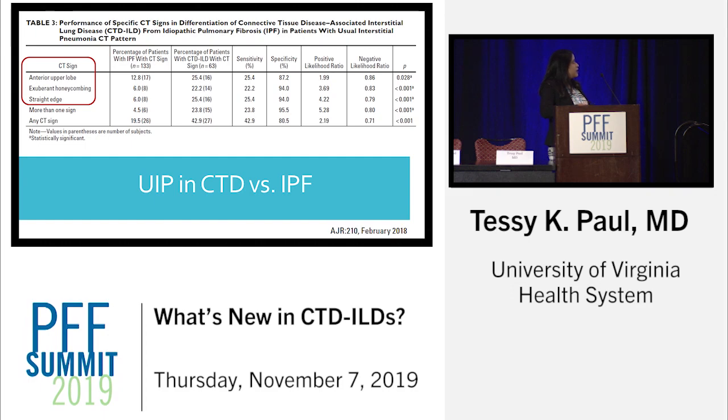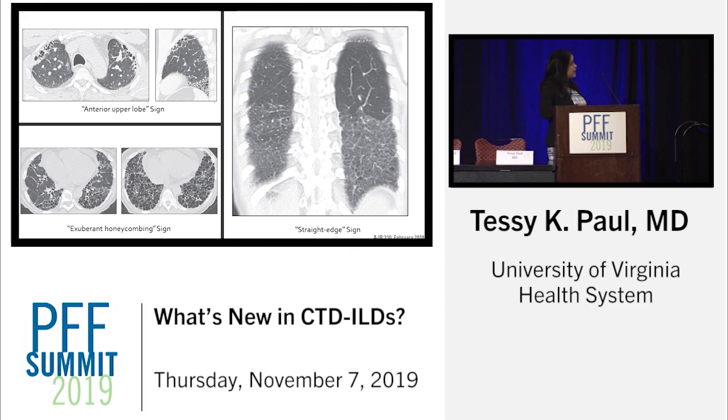They already expected that this would be associated with low sensitivity. So they had patients from their multi-D discussion with IPF, about 133, and with CTD-ILD UIP, about 63. And you can see it's associated with very high specificity, although poor sensitivity, and having more than one sign was associated with high specificity for UIP-associated CTD-ILD. So these are the signs they mentioned.